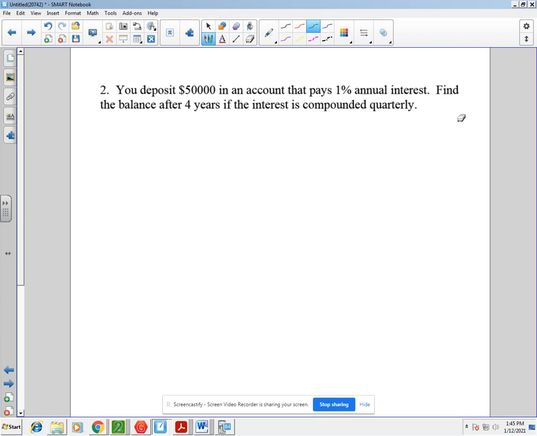In example number 2, you deposit $50,000. That's a lot of money, $50,000, in an account that pays 1% annual interest, so very low interest rate. Find the balance after 4 years if the interest is compounded quarterly. Okay, so I underlined all important things from this word problem. So first thing, P, the principal, is $50,000. That's how much you invest. The interest rate R is equal to 1%, which is 0.01.